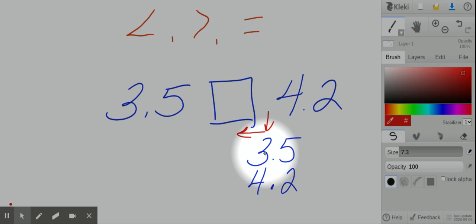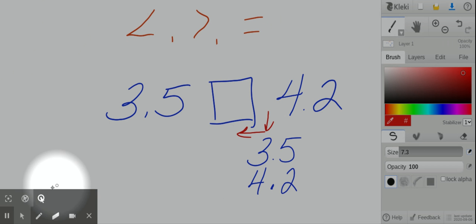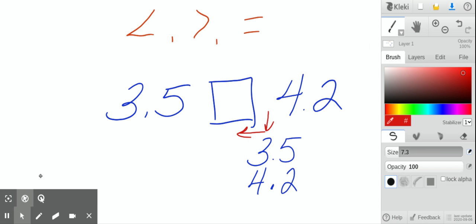Well, we know that 3 is less than 4. So I don't even need to go any further. I don't even need to look at that tenths place. 3.5 is going to be less than 4.2. So here, I know that 3.5 is going to be less than 4.2, okay? So even though it's not a whole number and we have a decimal, we are following the same rules.